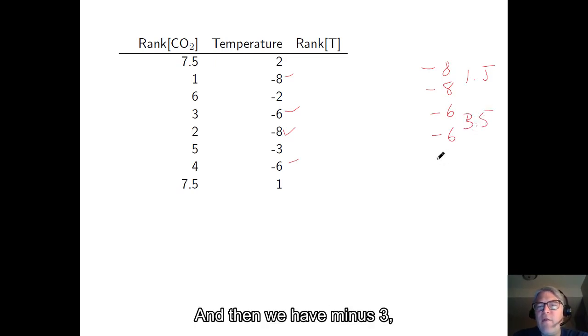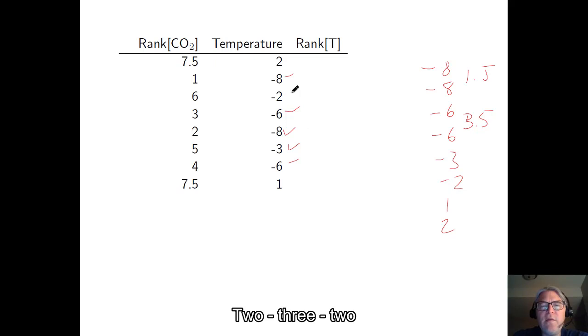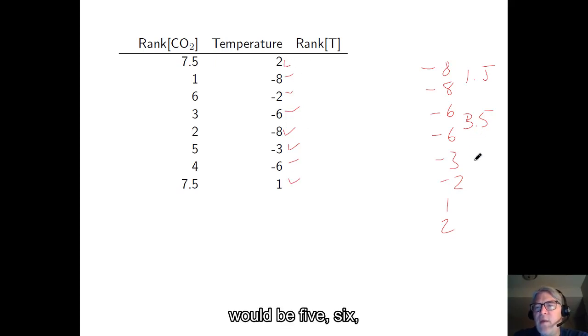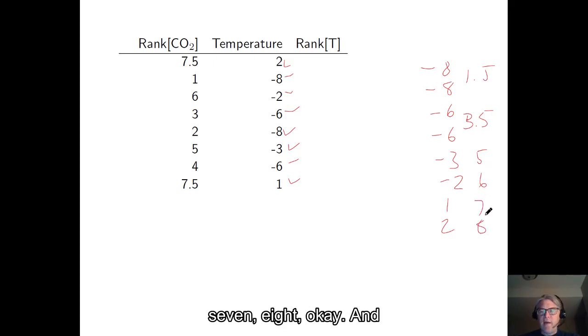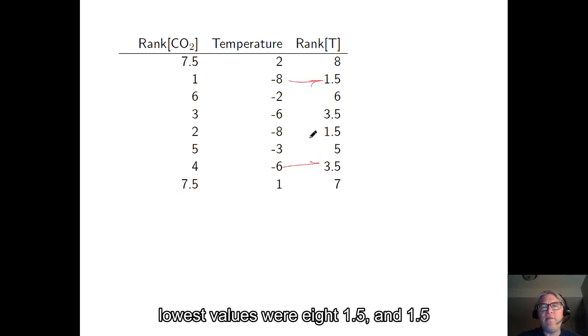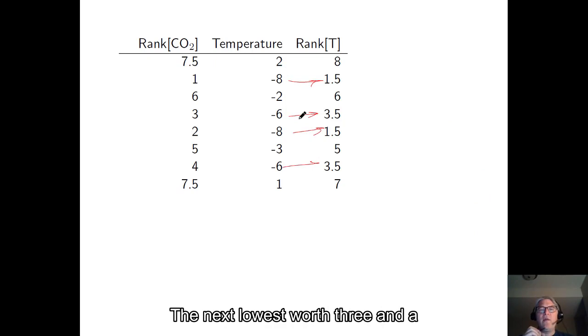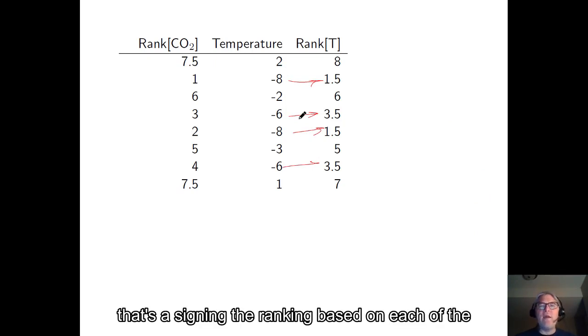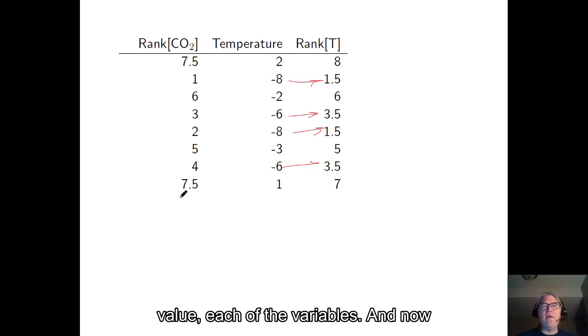And then we have -3, -2, 1, and 2. Right. And so those ranks would be 5, 6, 7, 8. Okay, and that's what we've got assigned here. The lowest values were 1.5 and 1.5. The next lowest were 3.5. So that's assigning the ranking based on each of the variables.